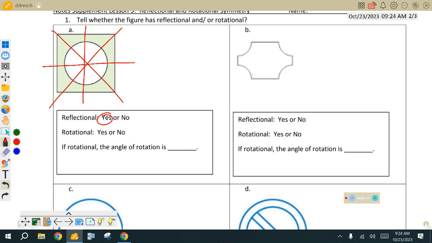Mentally erase those reflectional lines of symmetry, kind of start fresh, and then ask yourself, is there rotational happening in there? Definitely. Now, when we say rotational, I am always asking them for what is the minimal turn? What is the minimal degree? Because whatever that minimal degree is, then we can do multiples of that, right? So what is that minimum degree to turn it onto itself?